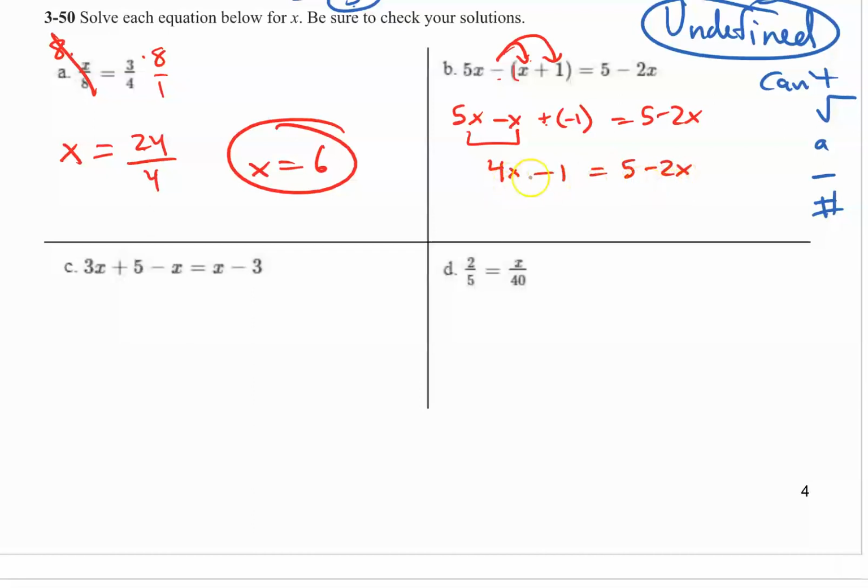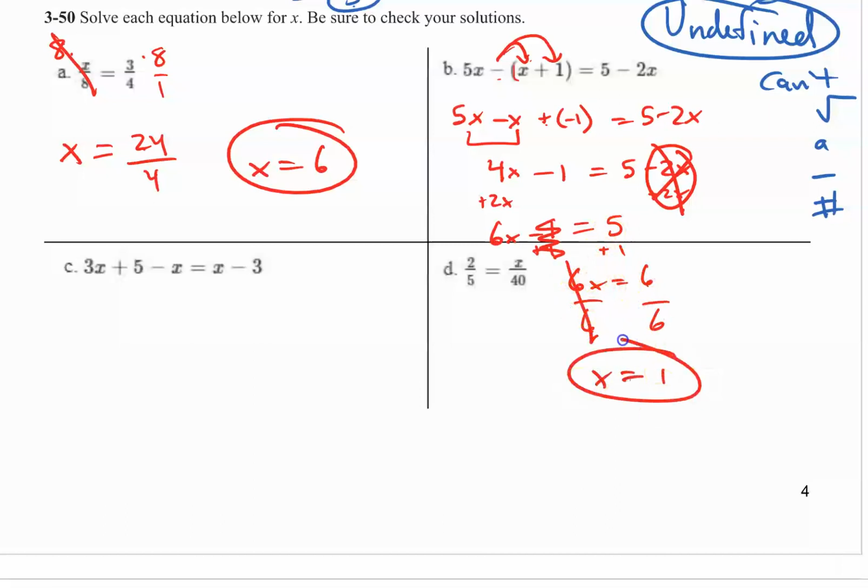I've got x on both sides. I'm going to add 2x to make a 0 pair. That's a 0 pair, that cancels. 4x plus 2x is 6x minus 1 equals 5. Almost there. We need to make x alone. Let's add 1 to each side. That's going to make a 0 pair, and I get 6x equals 6. And then let me divide both sides by 6. x equals 1.